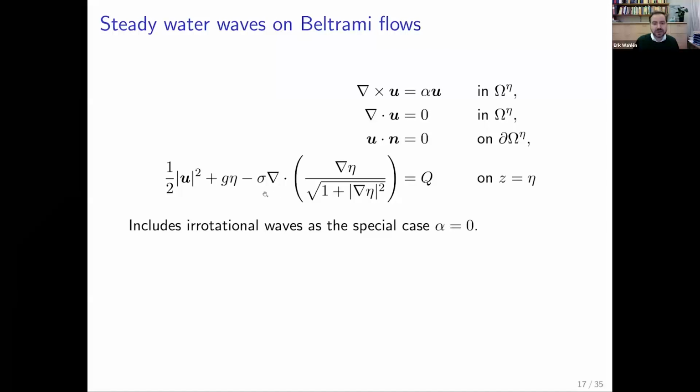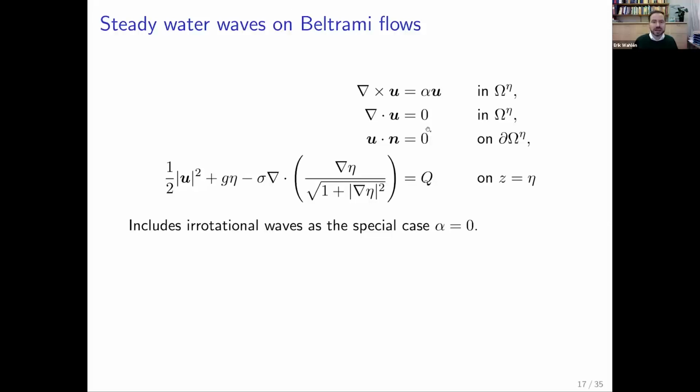Instead of the dynamic boundary condition saying that the jump in pressure from the air into the water is proportional to the mean curvature, we can use the simplified Bernoulli equation to substitute in this expression. So these are the equations which we consider, and it includes as a special case the irrotational waves, if you take alpha equal to 0.